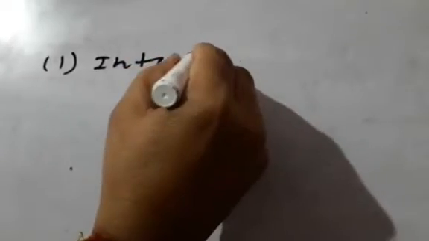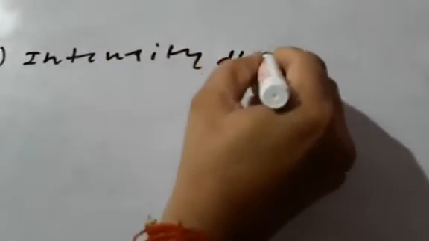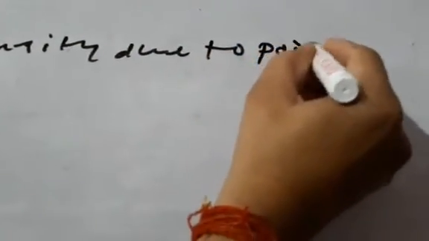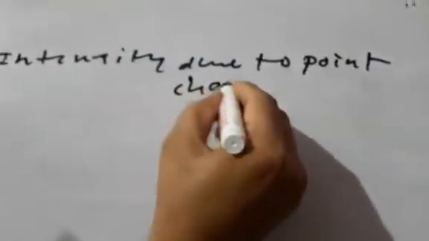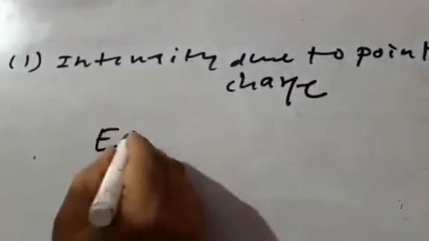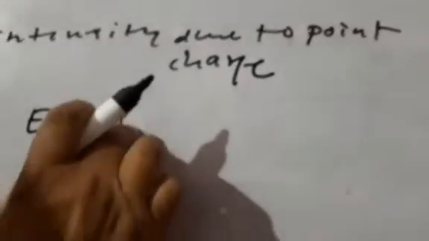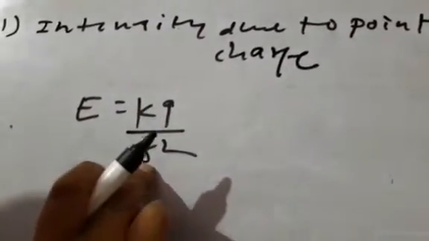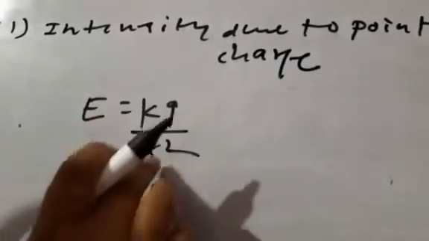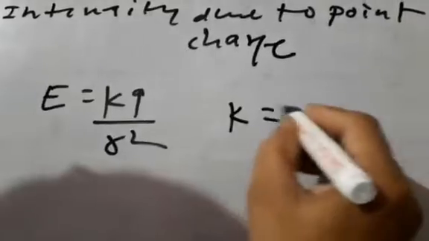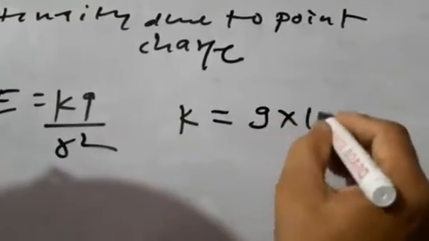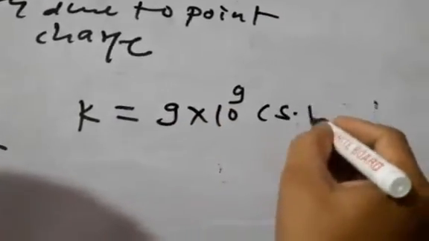First, intensity due to a point charge, equal to constant Q upon R square, where Q is the magnitude of the point charge and R is the distance from the point charge to the point of observation, and K is a constant whose numerical value is 9 into 10 to the power 9 in SI system.